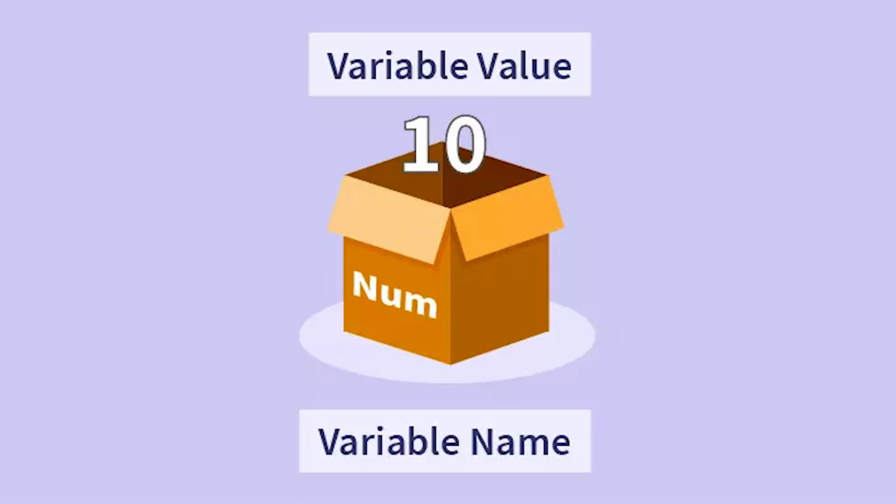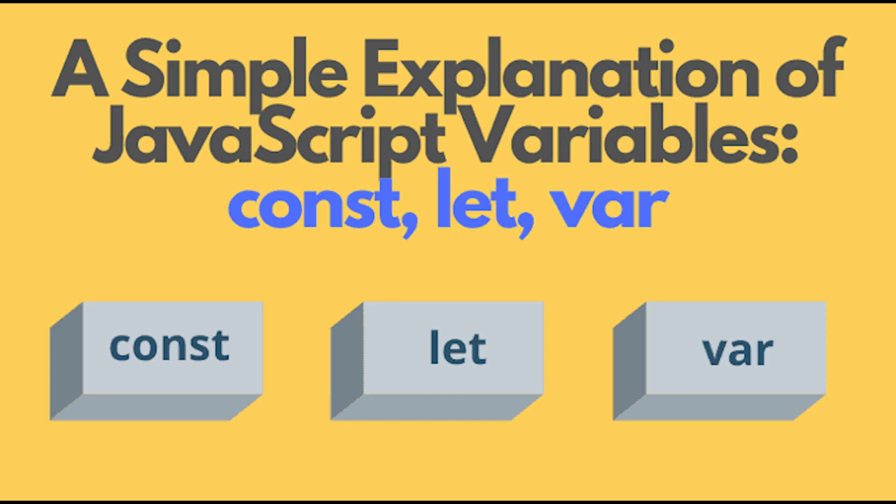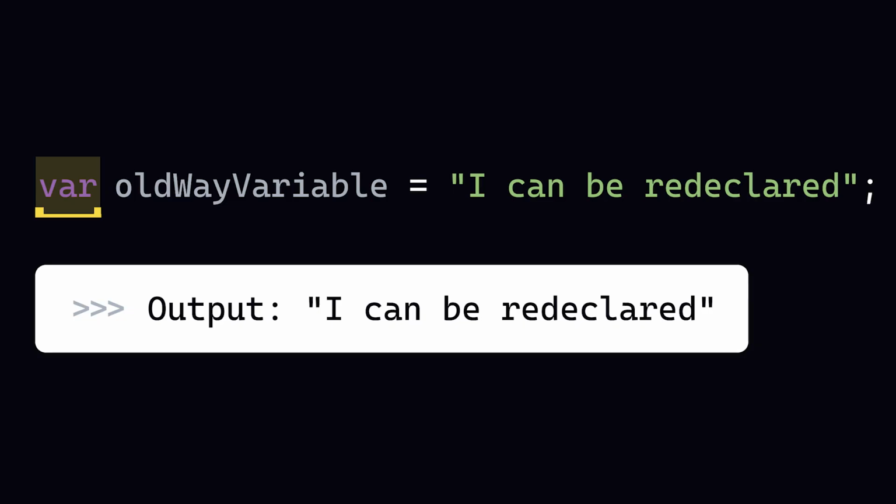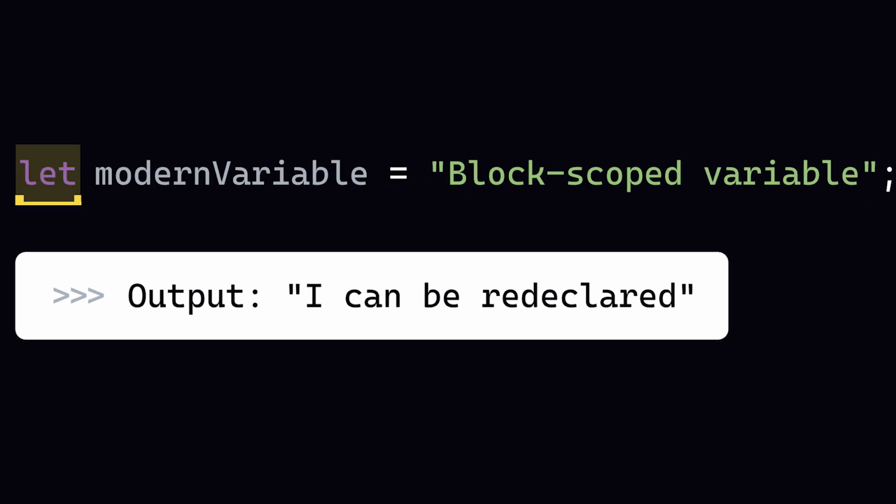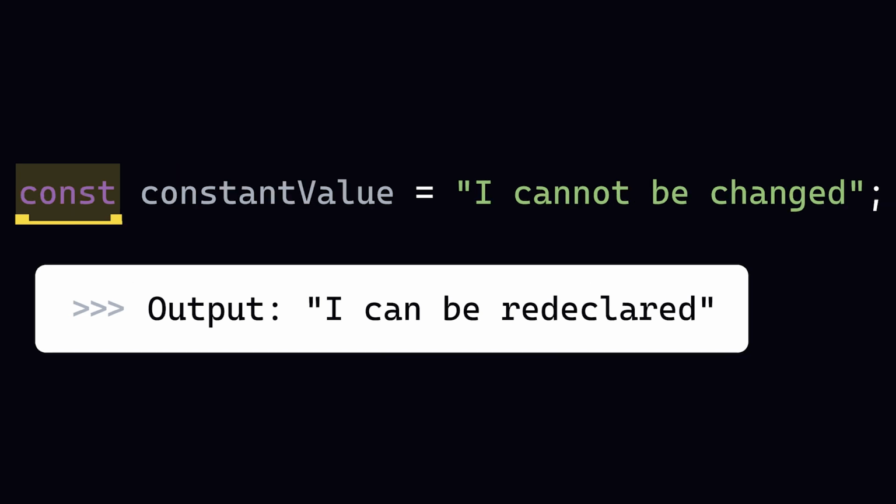They're like labeled containers that store information. In JavaScript, you have three ways to create variables: var, let, and const. var is the old-school method, which can be redeclared and updated. let is more modern and block-scoped, meaning it's limited to the block it's defined in. const is a constant variable that can't be changed once defined.